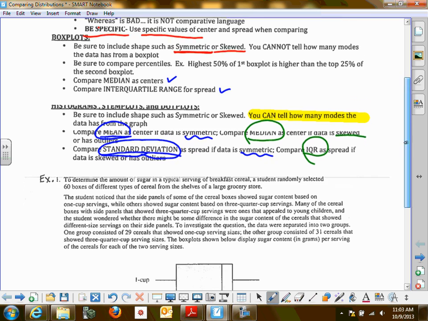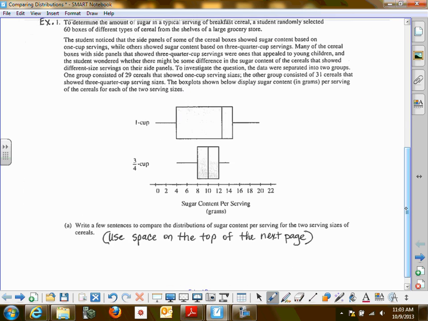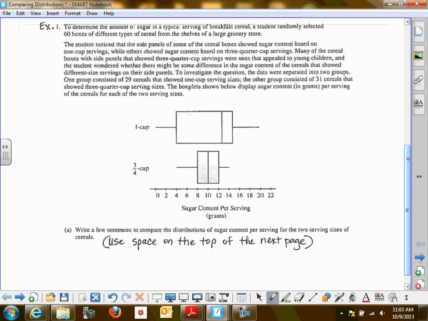Okay, very good. So let's go with this problem here. This is an actual AP free response question from 2008. To determine the amount of sugar in a typical serving of breakfast cereal, a student randomly selected 60 boxes of different types of cereal from the shelves of a large grocery store. The student noticed that the side panels of some of the cereal boxes showed sugar content based on 1 cup. So some of them showed the serving size as 1 cup, and others showed the sugar content based on 3/4 cup servings.